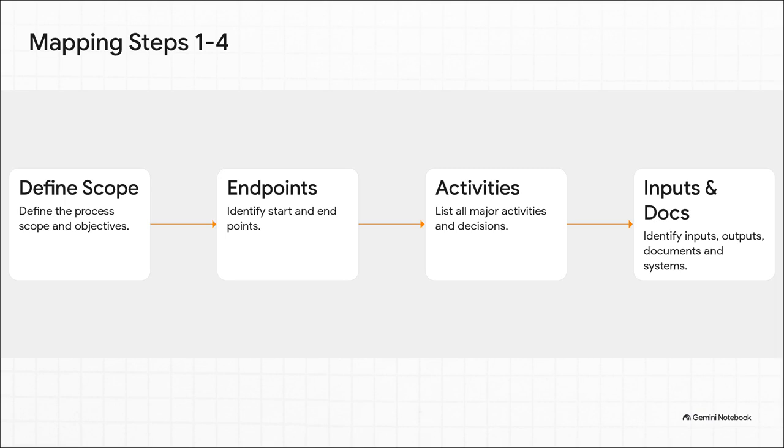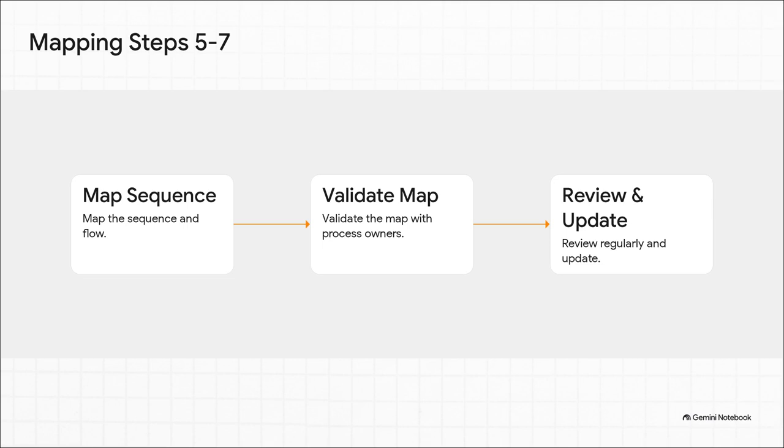Step 3, list out all the major activities and decisions. And Step 4, identify your required inputs, outputs, documents, and systems. Once you have all of that defined, Step 5 is to map the actual sequence and flow. Then comes Step 6, which is absolutely crucial. You must validate this map with the process owners. You literally have to take it down to the factory floor or walk it around the office to make sure reality actually matches what's on your paper.